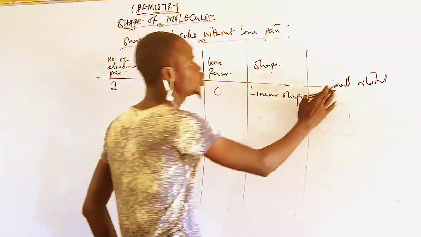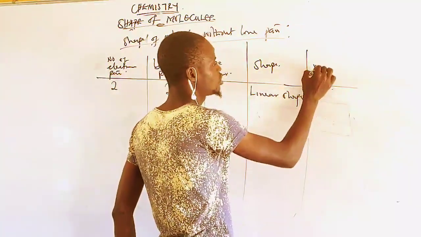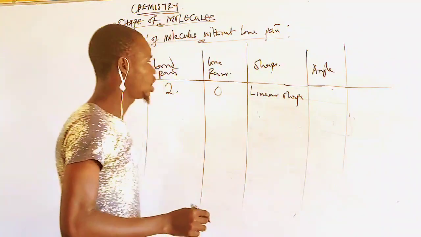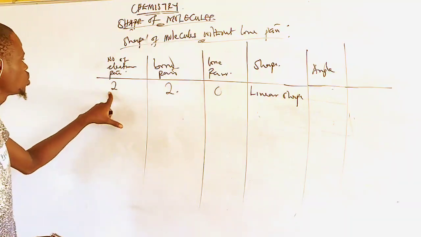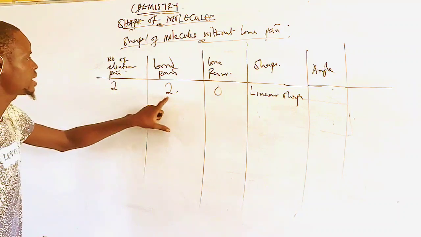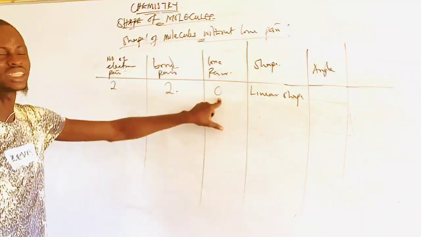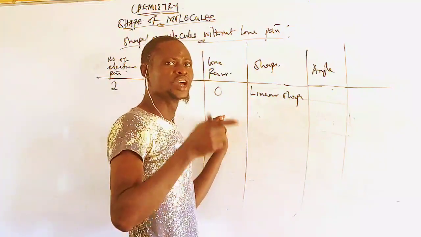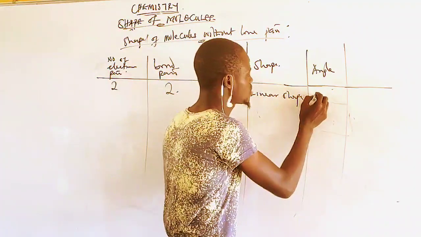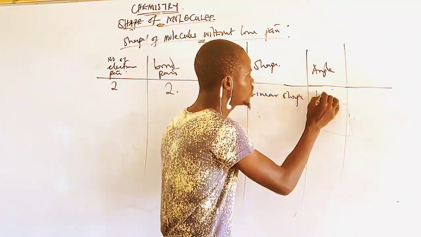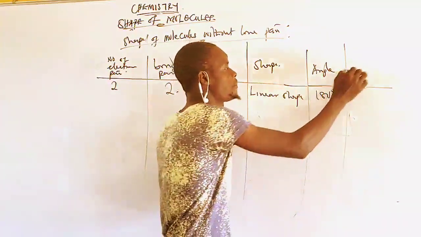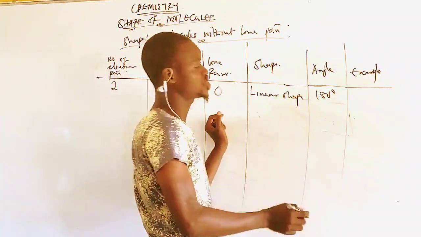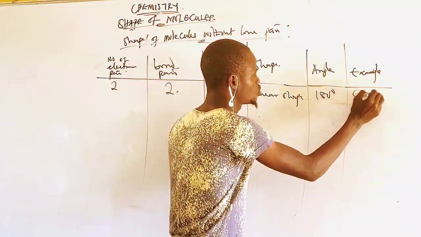Now, the bond angle is the angle of the bond, and then examples of shapes that will have this. So when the number of electron pairs is 2, whereby the bond pair is 2 and the lone pair is 0, then the shape is linear. The bond angle of this will be equal to 180 degrees. An example of an element that will possess this shape is CO2, carbon dioxide.